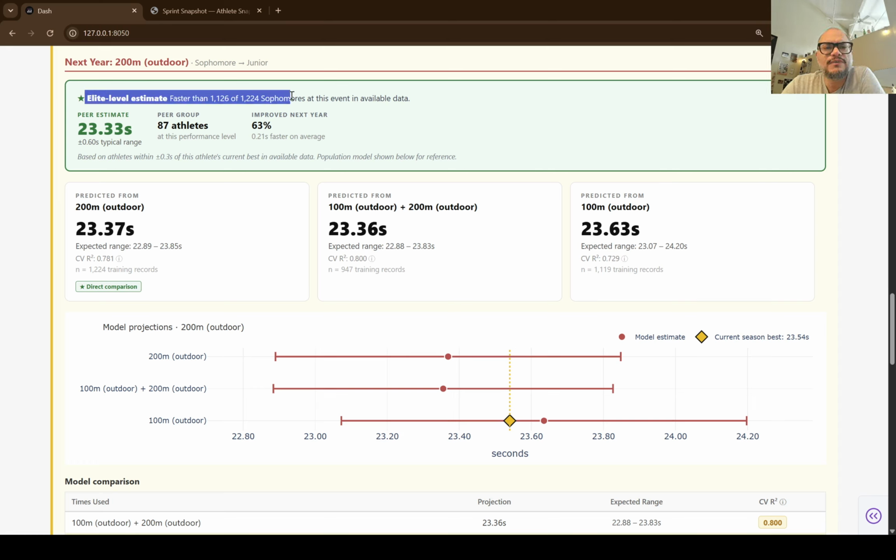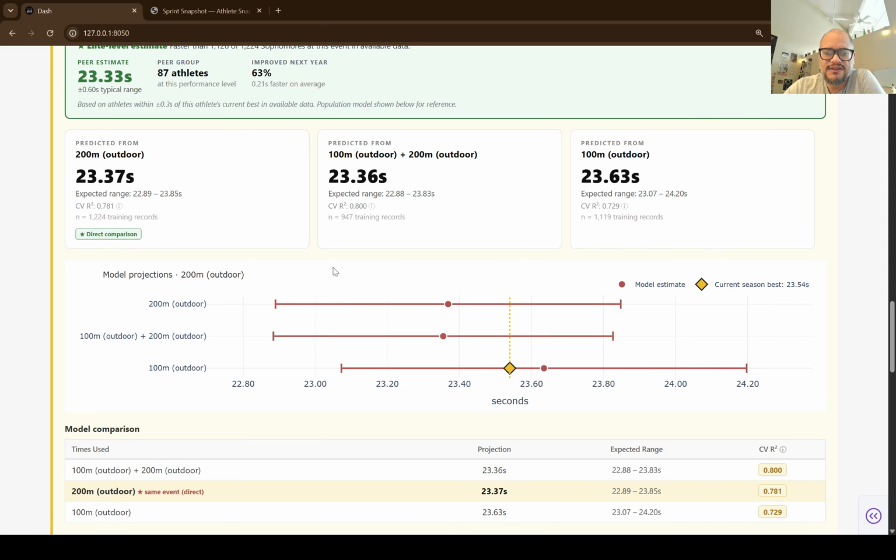Part of this that comes up, this elite level estimate, is primarily shown within the top 10% of performances based on the data. So in this case, on their personal best time, they were faster than 1,126 of the 1,224 sophomores at the event, as available in the data. And here we can see that based on their 200, along with adding the 100, we may expect a faster performance.